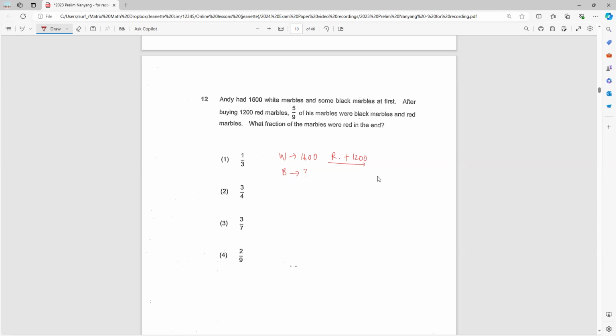Take note there are actually 3 colors: white, black, and red. Initially there's only white and black, but then we add a third color. This 5/9, I will write 5/9 is B plus R. So like 5 units. If 5/9 are black and red, then the rest must be white, and the rest will be 4/9. So 4 units.